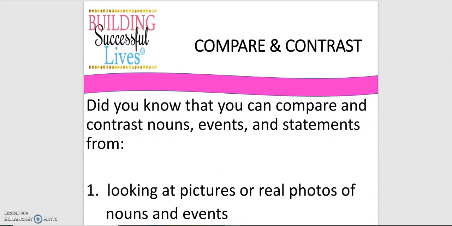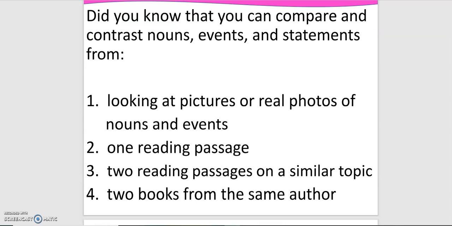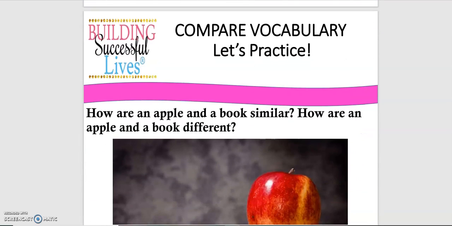Did you know that you can compare and contrast nouns, events, and statements from looking at pictures or real photos of nouns and events, one reading passage, two reading passages on a similar topic, or two books from the same author? Now let's practice.